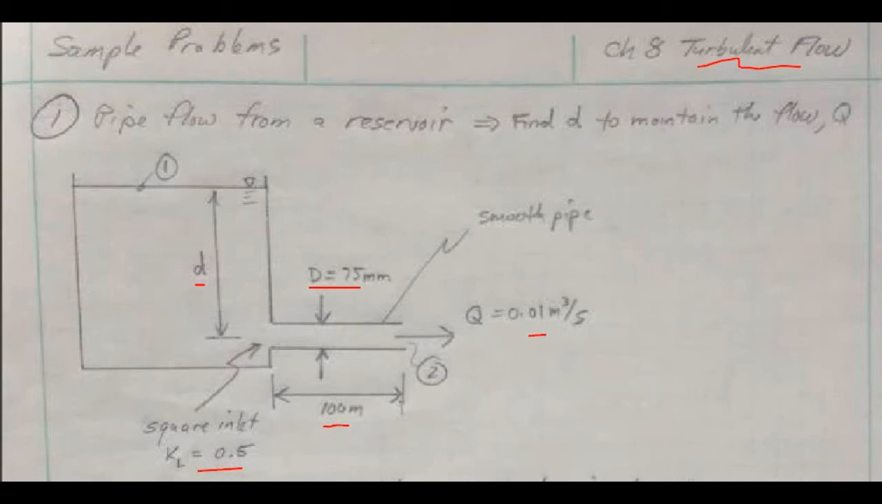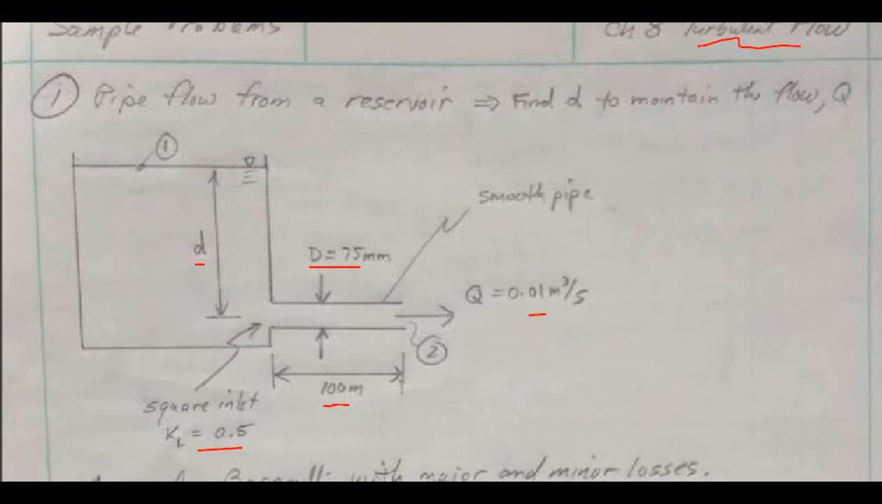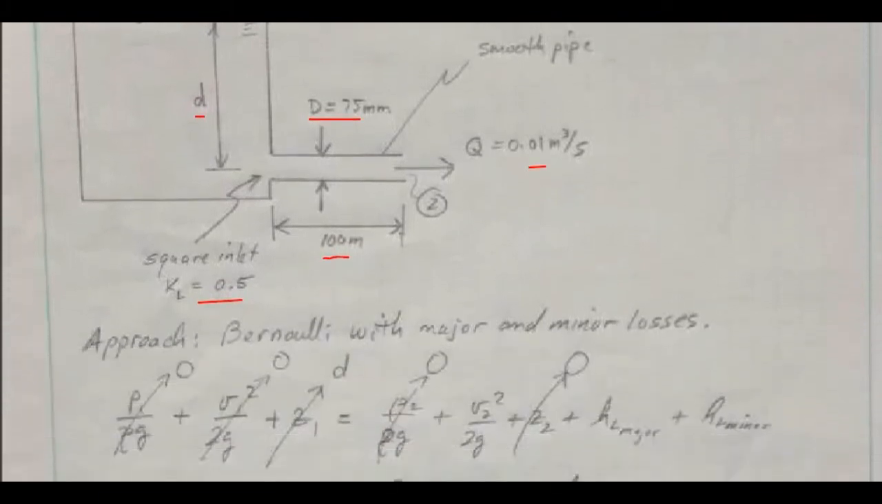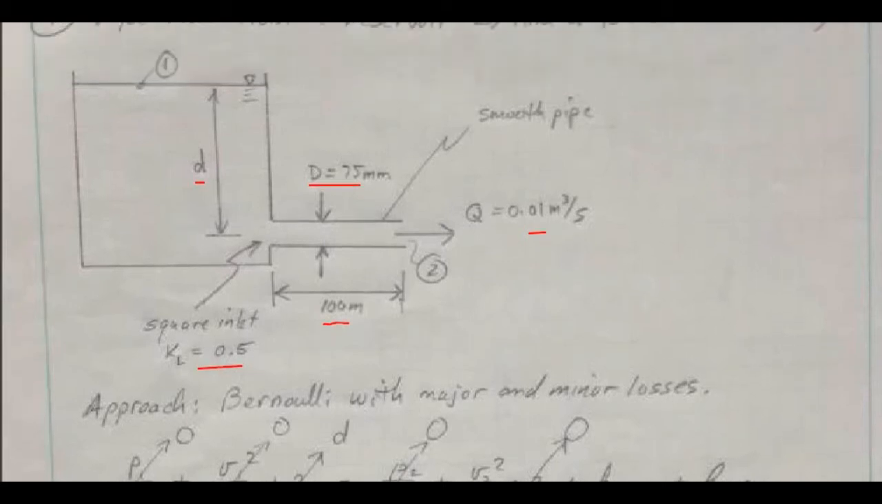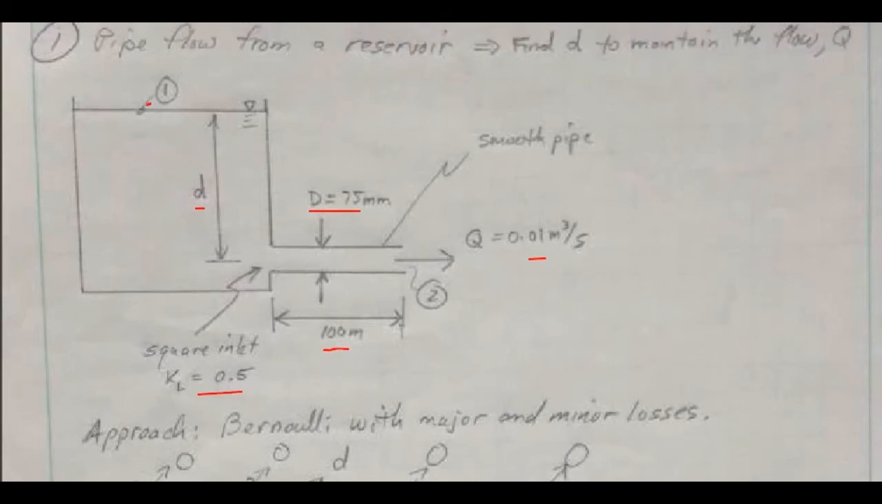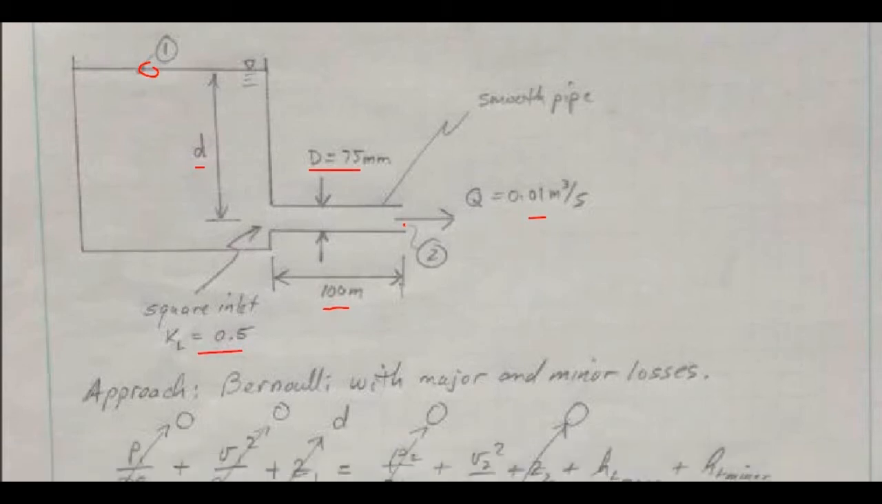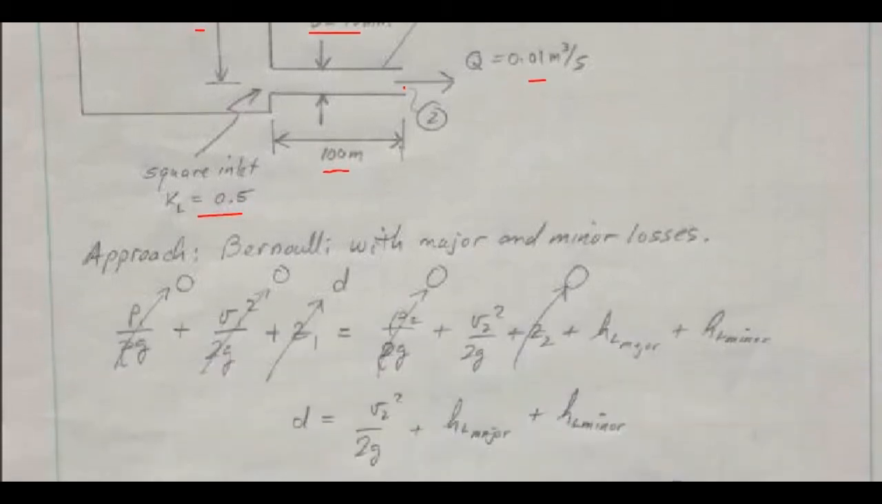Also given is the flow rate, 0.01 cubic meters per second. So this is Bernoulli with major and minor losses. We take point 1 here, and point 2 at the end of the pipe here. As you would suspect, the pressure at the top is 0 because that's atmospheric. The velocity at the top is 0 because it's a full tank and it stays full, a steady situation here. The Z1 is actually equal to the depth there, little d.